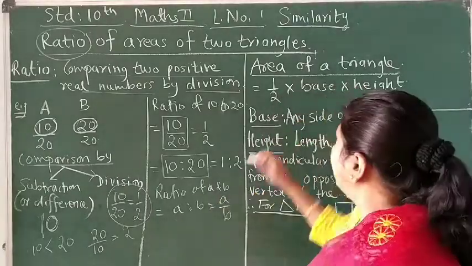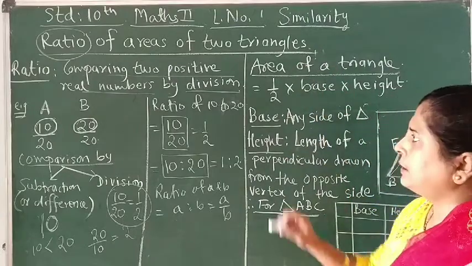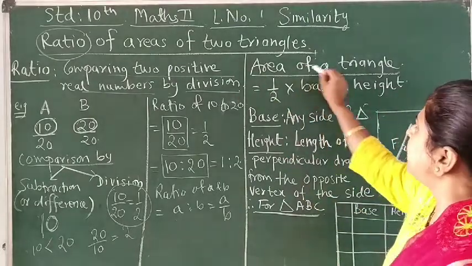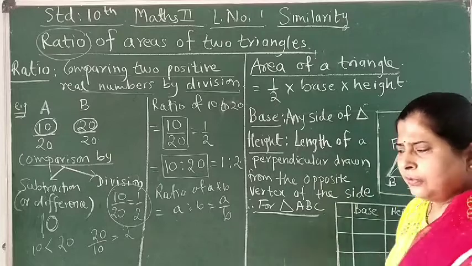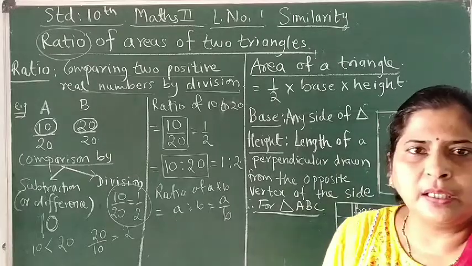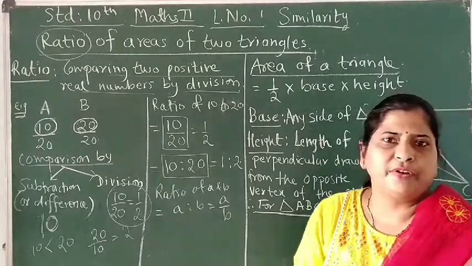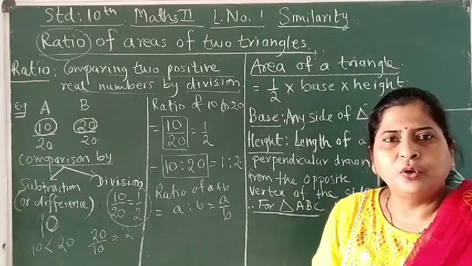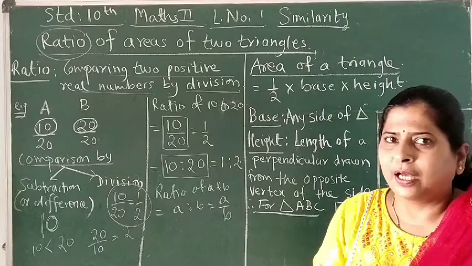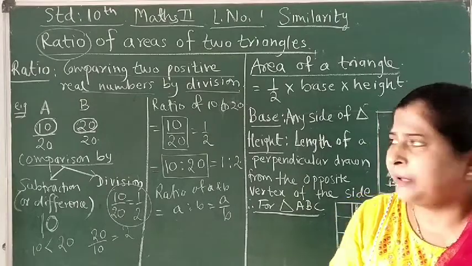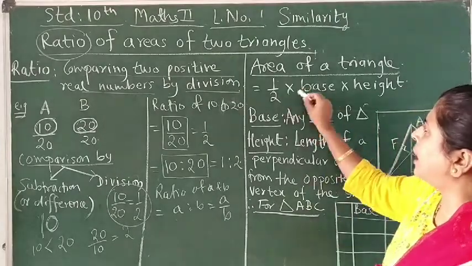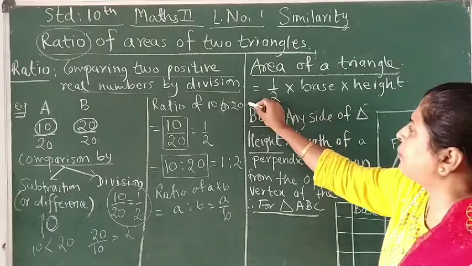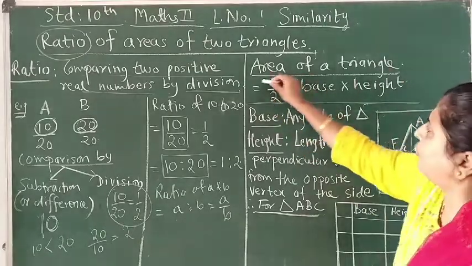Now let's come to the other main point in this context, that is the area of a triangle. You may say, what is so difficult here? We know that the area of a triangle is half into base into height. But many times students get confused about the proper base and proper height. So let's recall this concept quickly. The formula is half into base into height. Using this formula, you can find the area of the triangle.